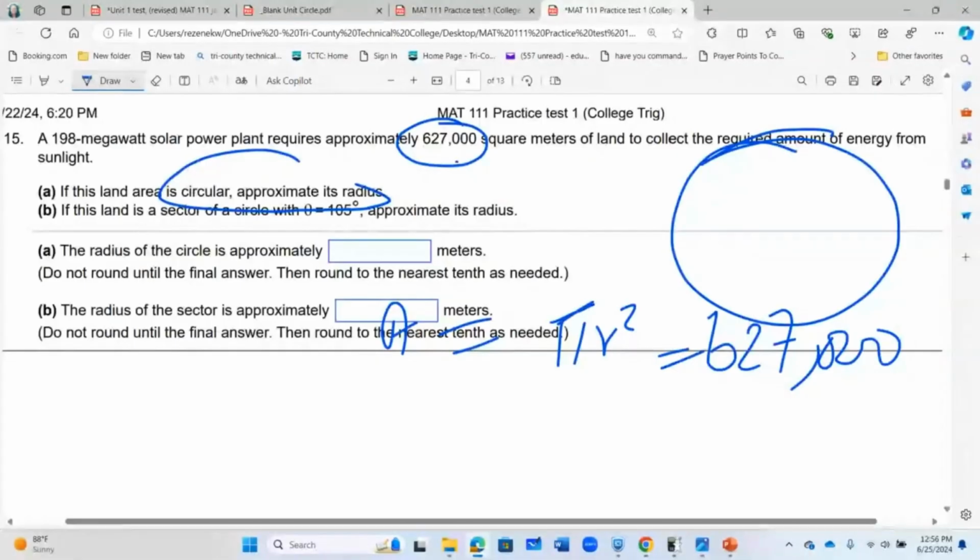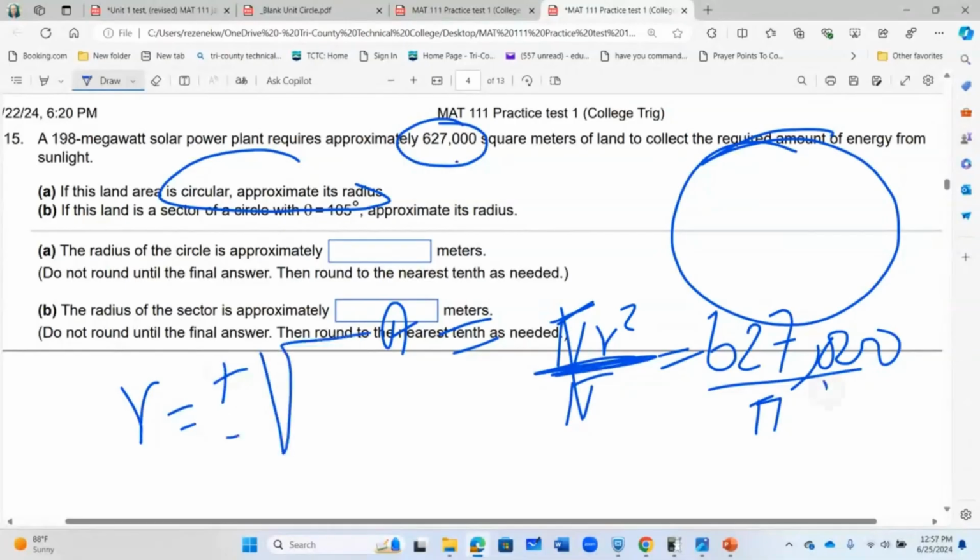That's an easy question. I told people last year, it doesn't really matter what the wording says. All you have to do is solve for r, approximate the radius. That's it. So divide both sides by pi. Then the next thing you want to do is find the square root of both sides. r is equal to plus or minus the square root of the quantity.